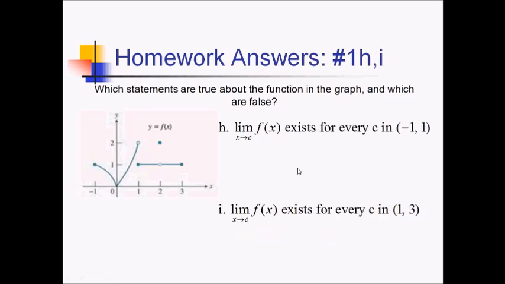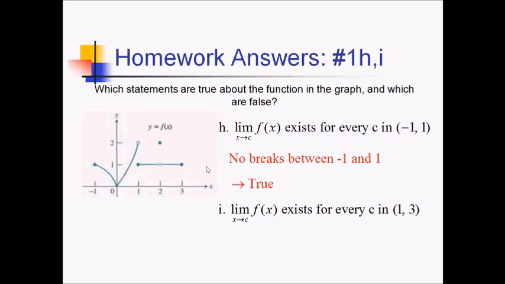For parts H and I of this problem, H, they're saying the limit as x approaches c of f of x exists for every c in -1 to 1. So they're basically saying the limit exists for all x values between -1 and +1. So really we have to ask ourselves, are there any places where the limit breaks down, any breaks at all? And if you look between -1 and +1, there are no discontinuities of any kind in that interval. Since there's no breaks at all between -1 and 1, this is a true statement. The limit does exist all places in between those numbers.